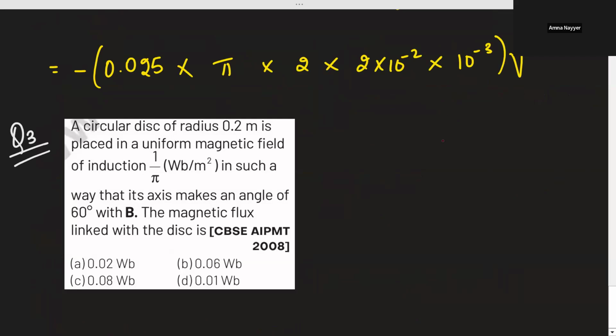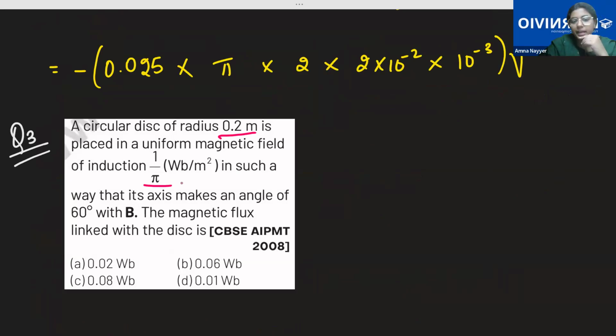Okay, Jesslyn, see. This says a circular disc of radius 0.2 meter is placed in a uniform magnetic field of induction 1 by pi Weber per meter square in such a way that its axis makes an angle of 60 degree with the magnetic field. What's the magnetic flux that is linked with the disc? The radius is given as 0.2 meter, and this says magnetic field induction.